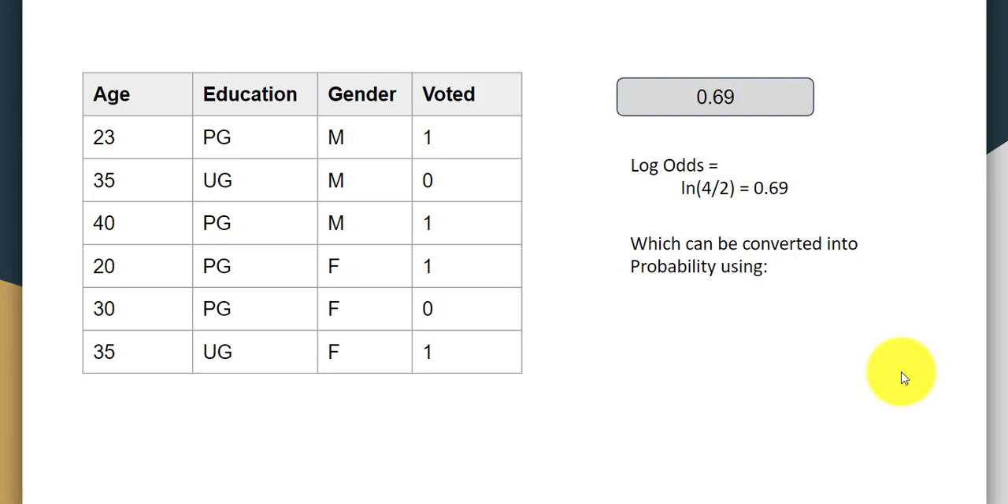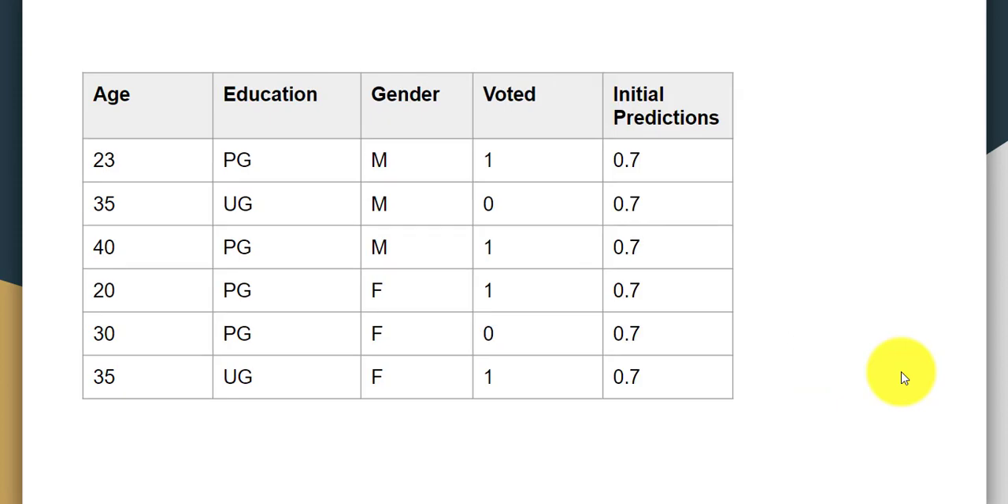So we will use this 0.69 as our base case, and we can convert this 0.69 into probabilities, because ultimately we want the probabilities, using this formula, which is e raised to the power log odds divided by 1 plus e raised to the power log odds, and it comes out to be 0.7. So these are my initial predictions.